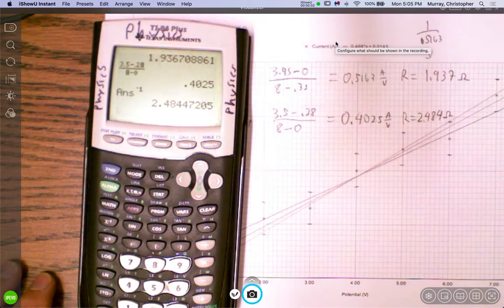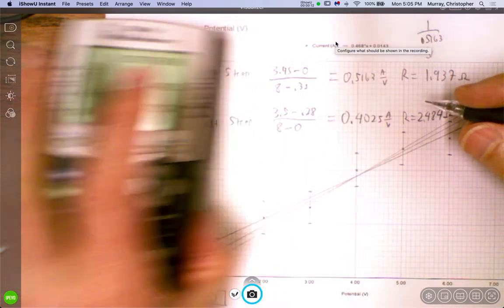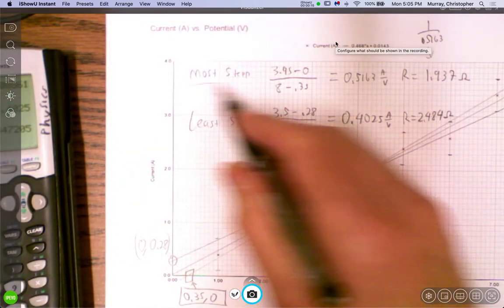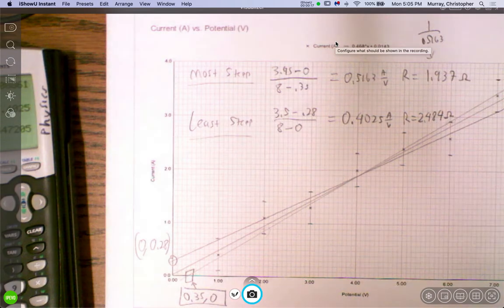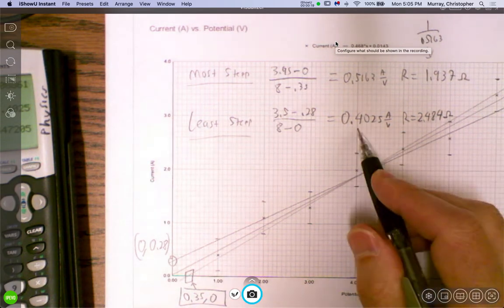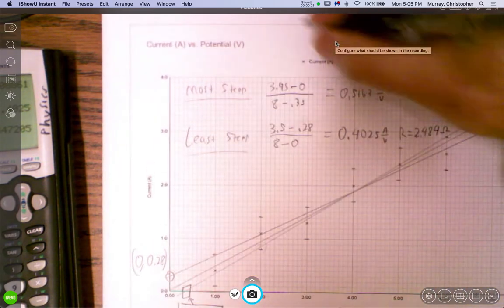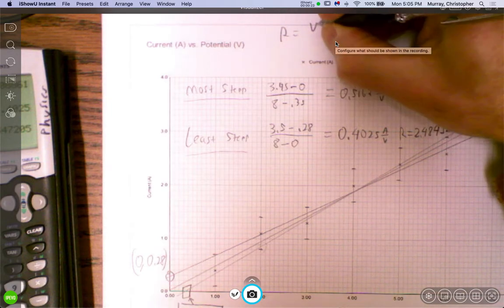Okay, so in this video, let me just show you how to do the final thing. We need to express this resistance as a best guess plus or minus some uncertainty. So I found the slope of the steepest line and the least steep line. And the least steep line is actually the biggest resistance, because what R is really is V over I.